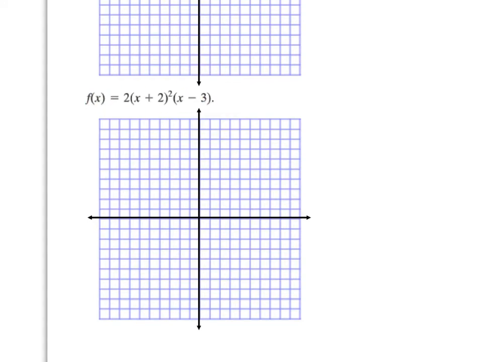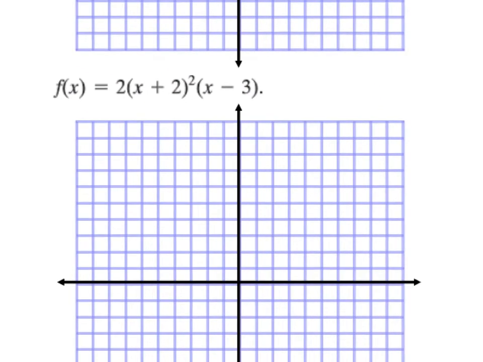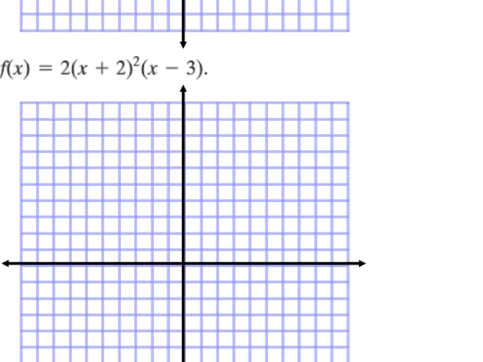F of x is equal to 2 times the quantity x plus 2 squared times x minus 3. Now, the good thing about this one is that it's already factored. So you have your factors here. You've got a factor of x plus 2 and x minus 3. So here's what I do. I write out my factors, and that's x plus 2 and x minus 3.